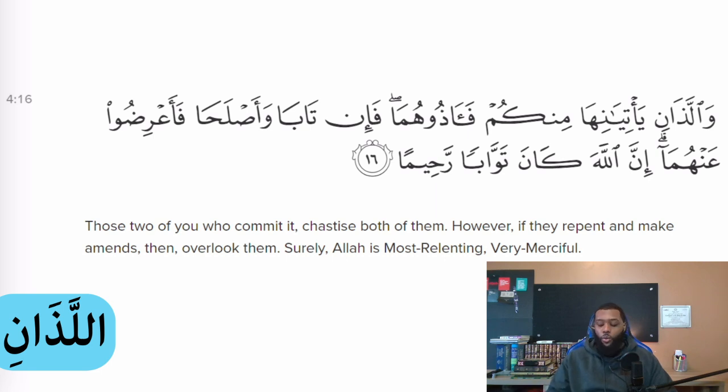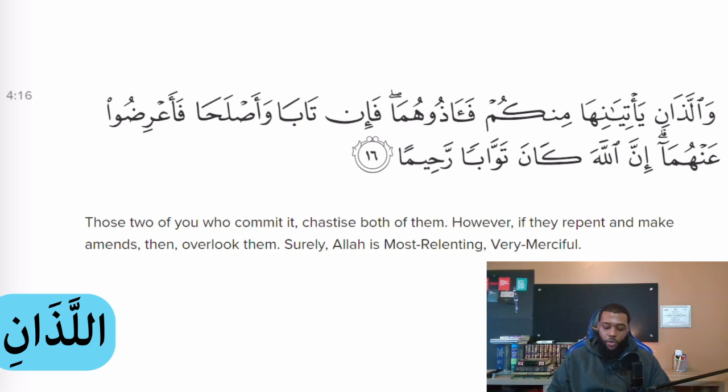And so we see here, walladhani, right? And the ayah before this provides more context in terms of the subject matter, right? Walladhani, and the two who, referring to a male and a female here, because the masculine form is used as a default, especially if we're talking about a group of mixed individuals. يَأْتِيَانِهَا مِنْكُمْ فَآذُوهُمَا. The two who commit it, referring to adultery, chastise them both. But if they repent and make amends, then overlook them. Surely Allah is perpetually accepting of repentance, always merciful. So alladhani, the dual default masculine form of the ism mawsul, the relative pronoun.